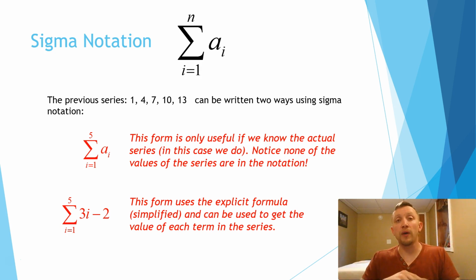To find the second term, I would put 2 in for i. So 3 times 2 would be 6. 6 minus 2 would be 4. So there's your second term in the series, and so on. So that second formula, to be honest with you, is the one you're going to be using more frequently.